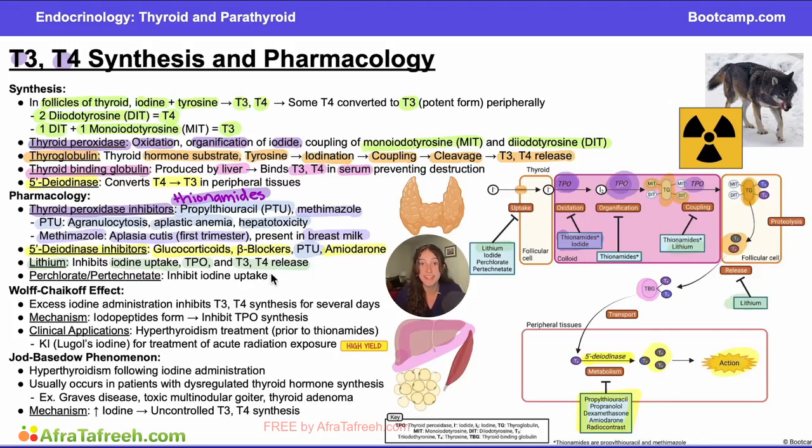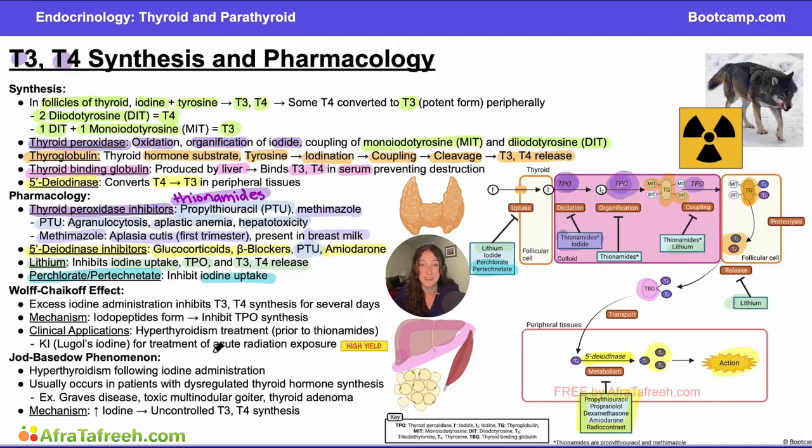And because of this, lithium can definitely cause hypothyroidism as a side effect. It can also cause hyperthyroidism through a couple different mechanisms. So it's important to be aware that it doesn't just have this one effect, but this is its effect in this pathway, which is important to be aware of. And then finally, perchlorate and pertechnetate can definitely inhibit iodine uptake. So you can see over here we have perchlorate and pertechnetate inhibiting our iodine uptake, and this is an important effect of these drugs to be aware of as well.